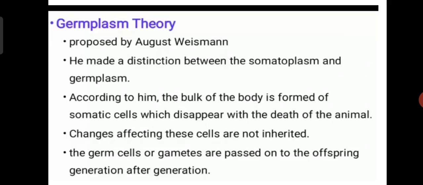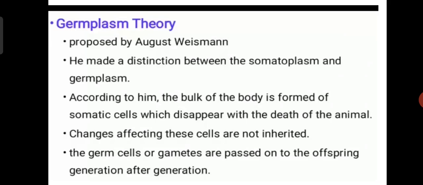Next, we come to the germ plasm theory. This theory was proposed by August Weismann. He explained a theory on heredity and the development of an animal. According to this, the body of an organism is formed of two types of cells, namely somatic cells and germ cells. Somatic cells form the main body bulk and disappear with the death of the animal. Therefore, any change affecting these cells is not heritable. But the germ cells are carried on generation after generation, so changes affecting these cells are inherited.